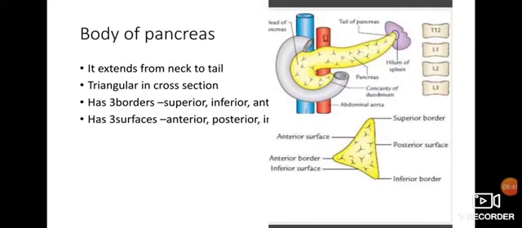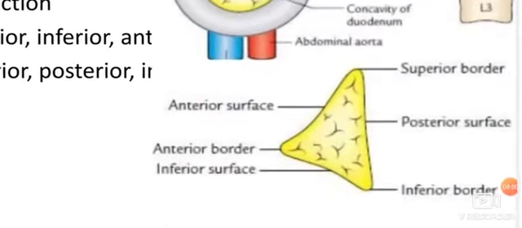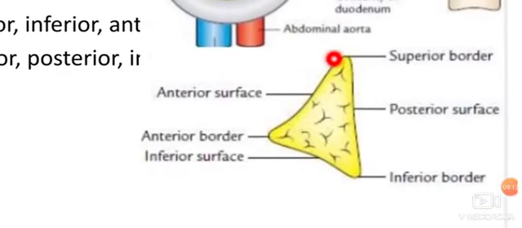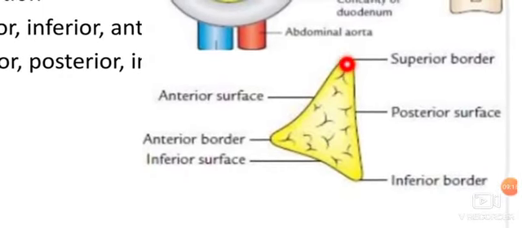Then we will move to the body. The body extends from the neck region till the tail. While taking the section of the body, it is triangular shaped. So, I have added one triangular cross section of the body of the pancreas to make you clear about its borders and surfaces. In this picture, the pointed parts are the borders.